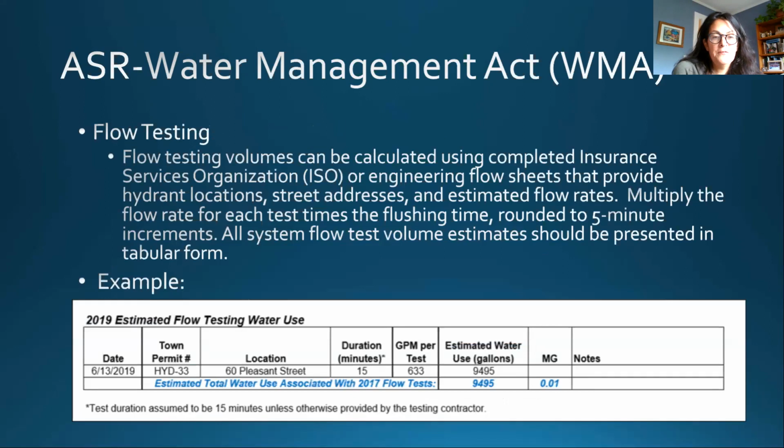Flow testing. Flow testing volumes can be calculated by using ISO or engineering flow sheets that provide hydrant locations, street addresses, and estimated flow rates. Multiply the flow rate for each test times the flushing time, rounded to 5-minute increments. Please put it in the table in the backup documentation. And here is an example of something that we would accept.